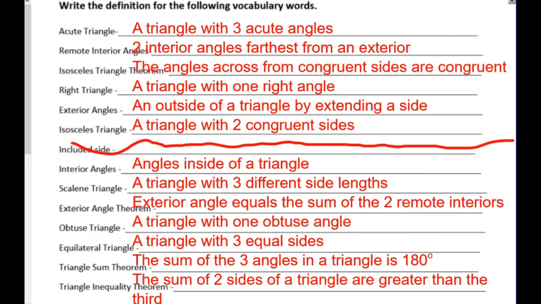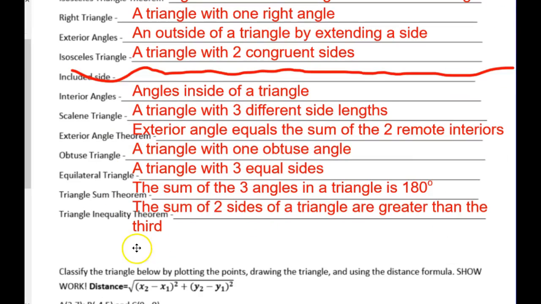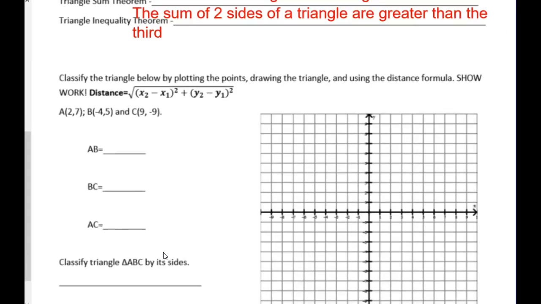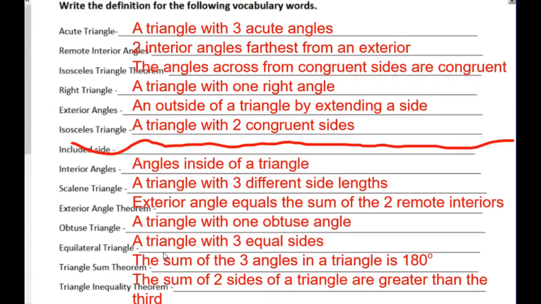Interior angles, angles inside of a triangle. Scalene triangle is a triangle with 3 different side lengths. Exterior angle theorem, exterior angle equals the sum of the 2 remote interior angles. We did some problems like this already. Obtuse triangle has 1 obtuse angle. Equilateral triangle has 3 equal side lengths. Triangle sum theorem, the sum of the 3 angles in a triangle always equals 180. And the triangle inequality theorem says that the sum of 2 sides of a triangle has to be greater than the third. Okay, so you can come back to that if you need it.